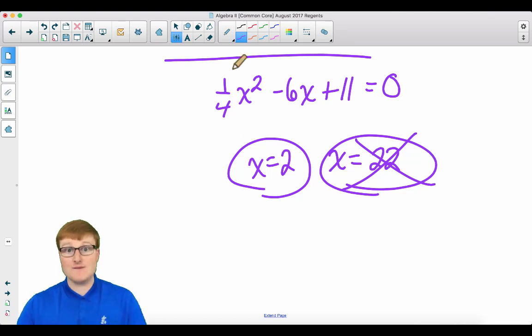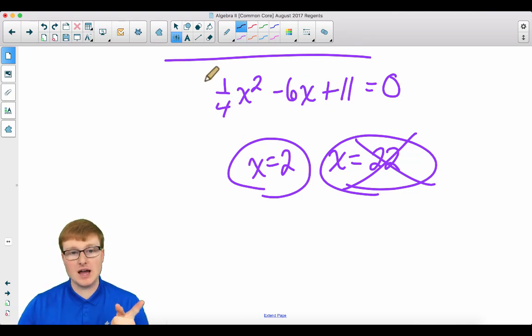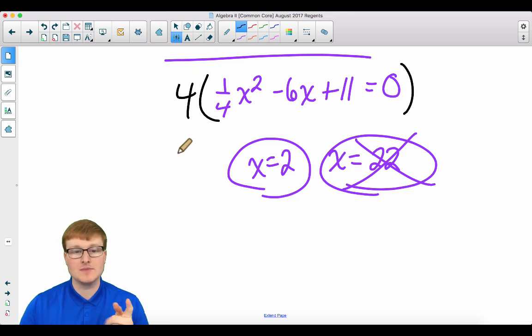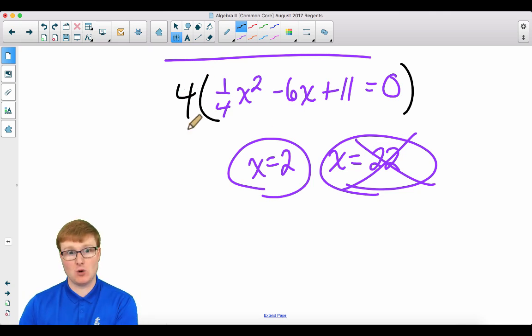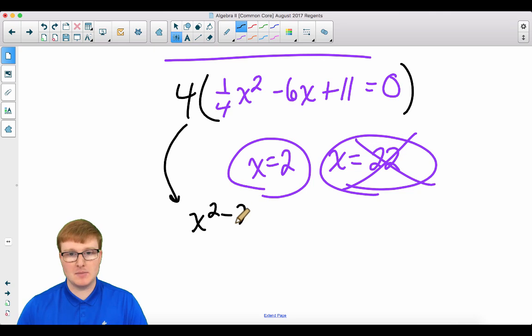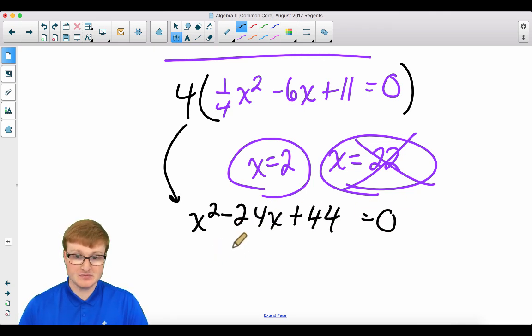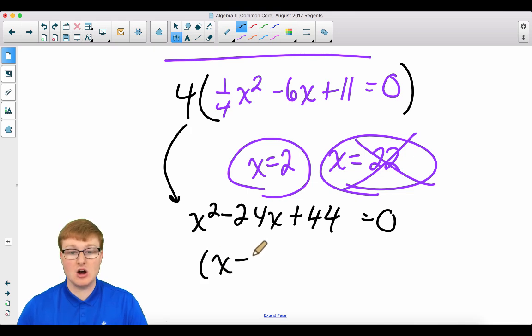If you want to know how to factor this, by the way, there are 2 options that you could do. Either you can multiply this whole thing by a 4, because here's the deal. That 1/4, you can't factor using 1/4. You just can't, okay? That has to be a 1. So if you multiply this by 4 and distribute that 4, that gives you x squared minus 24x plus 44. Set that equal to 0. And as you can see here, the factors are x minus 22 and x minus 2.